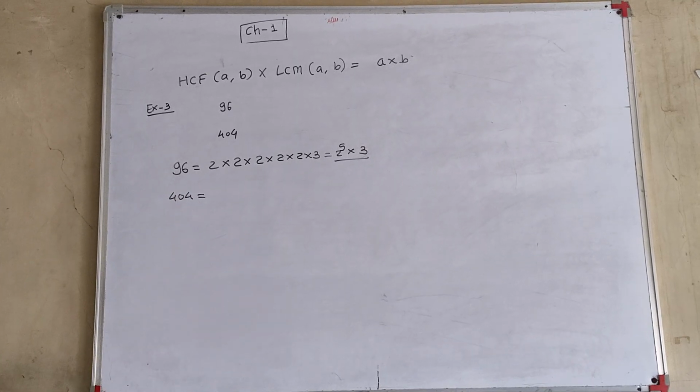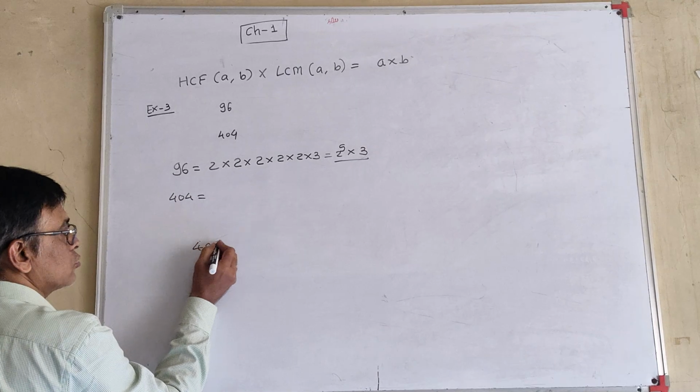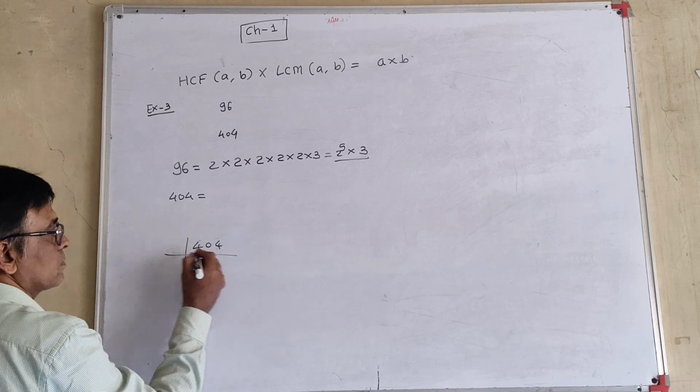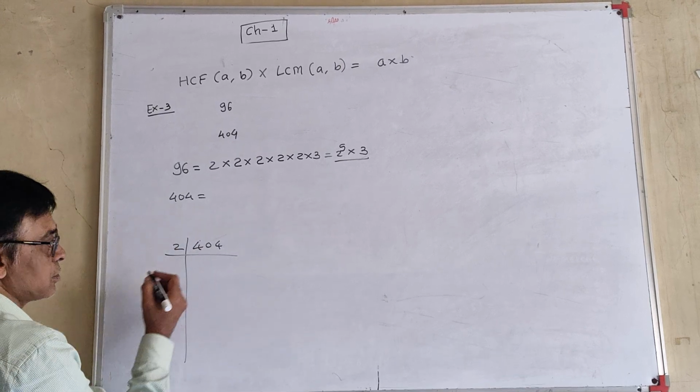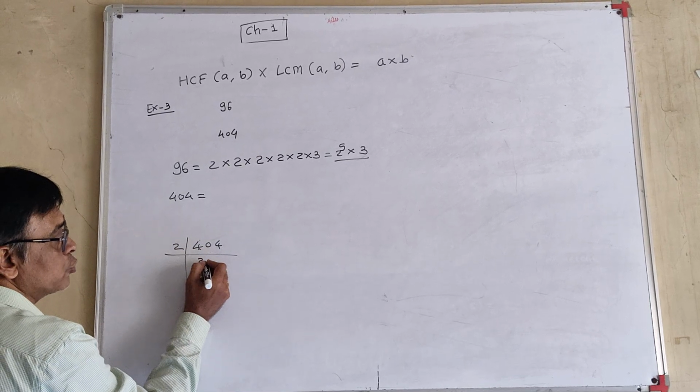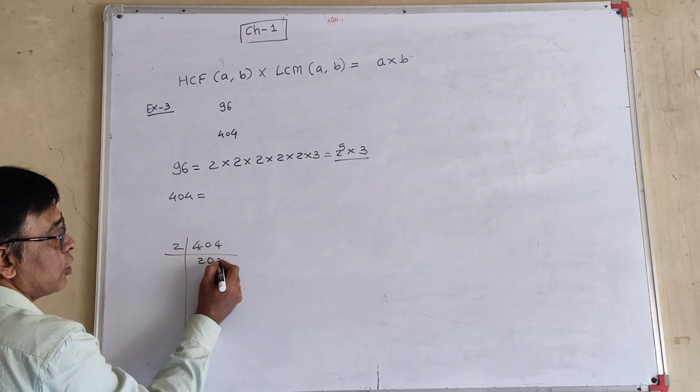Now 404. 404 divided by 2. Half of 4 is 2, half of 0 is 0, half of 4 is 2.